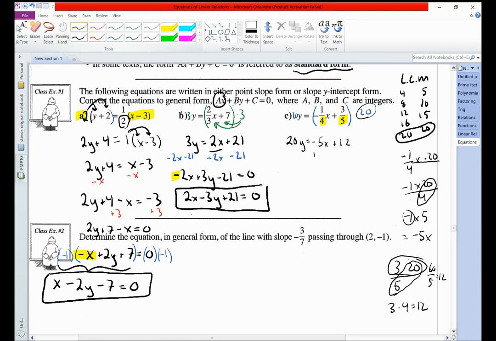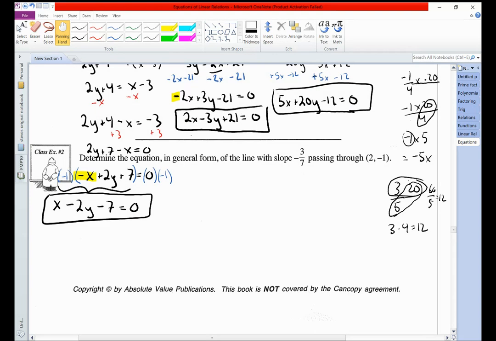So I'm going to add 5x to both sides and subtract 12 from both sides. So I'm left with 5x plus 20y minus 12 equals 0. Snooze. Haha. Hopefully that makes sense. That was kind of the weirdest thing, I think, in this unit that we're going to do.